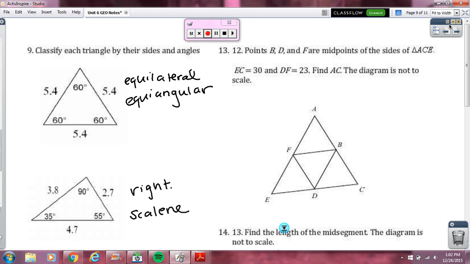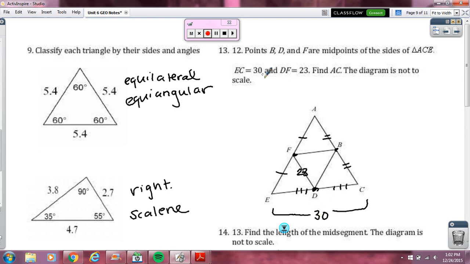Points B, D, and F are midpoints of the sides of triangle ACE. EC, let's see, this is a midpoint, this is a midpoint, and this is a midpoint. EC, so this whole guy is 30. And DF, so from here to here, is 23. Find AC. Ooh, diagram is not to scale.